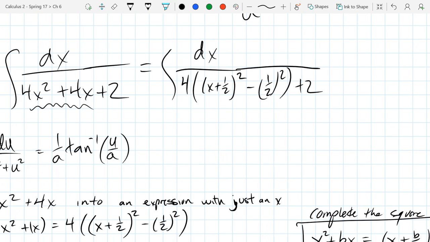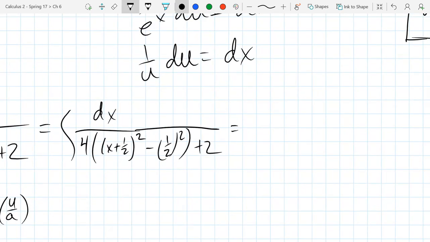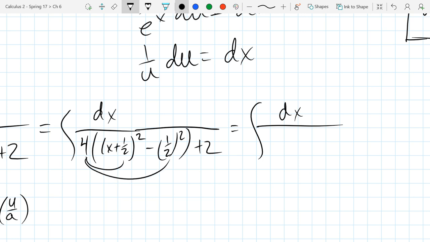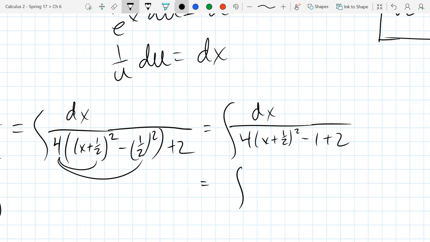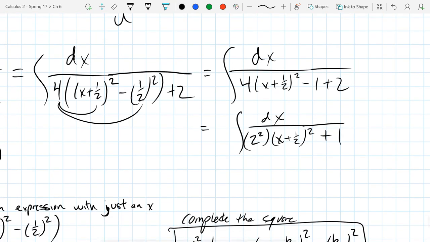So it looks like things got a lot uglier. Let's see if we can make them look a little nicer. I'm going to distribute the 4 to the two terms inside. So 4 times a half squared is 1. So that's going to be minus 1 plus 2. So 4 is 2 squared, plus 1. And we are almost there.